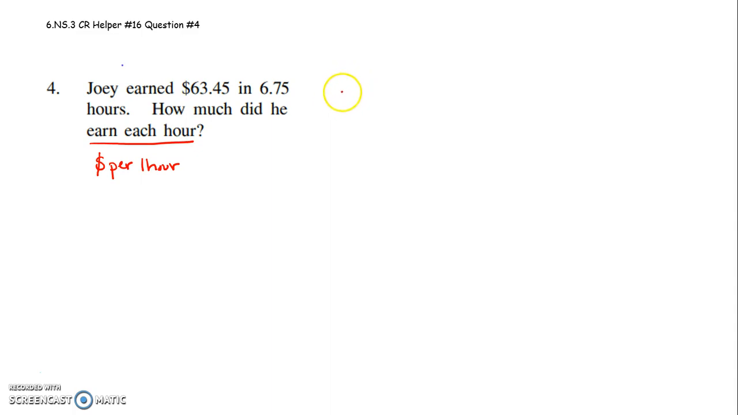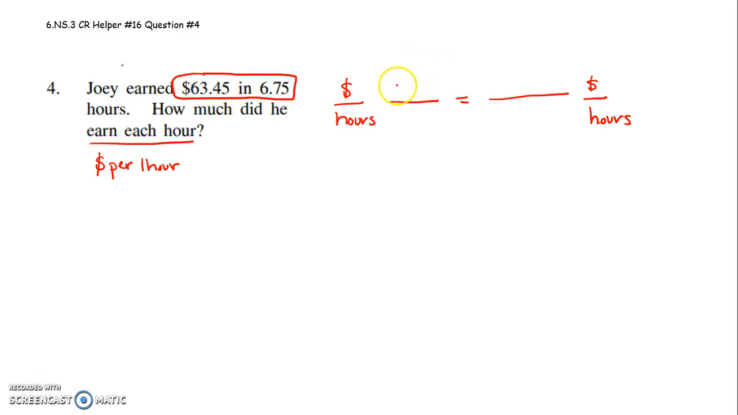So I'm going to set up a rate for you. So we have money over hours equals money over hours. The fact that you are given in the problem is that Joey makes $63.45 in 6.75 hours. The question is, how much did he earn each hour? So they're looking for how much money he earned in just 1 hour. So you don't know how much he earns in just 1 hour. So that's how I fill in this side.